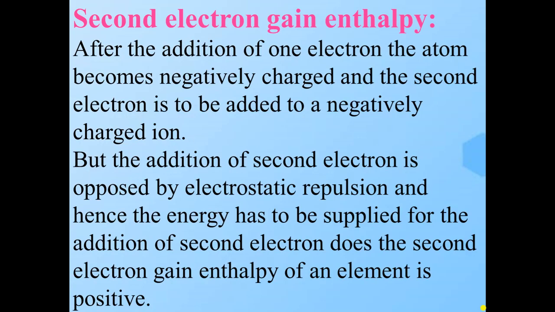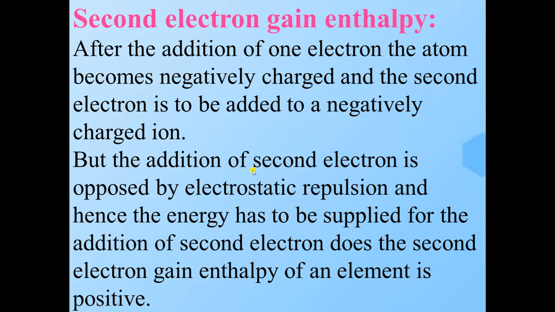Second electron gain enthalpy is when we add a second electron to the anion. The amount of energy released is known as second electron gain enthalpy. So after the addition of one electron, the atom becomes negatively charged, and the second electron is to be added to a negatively charged ion.